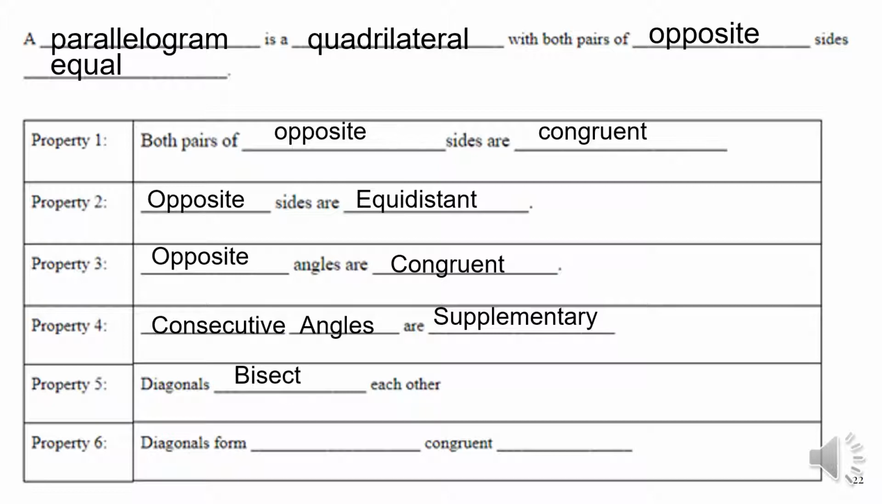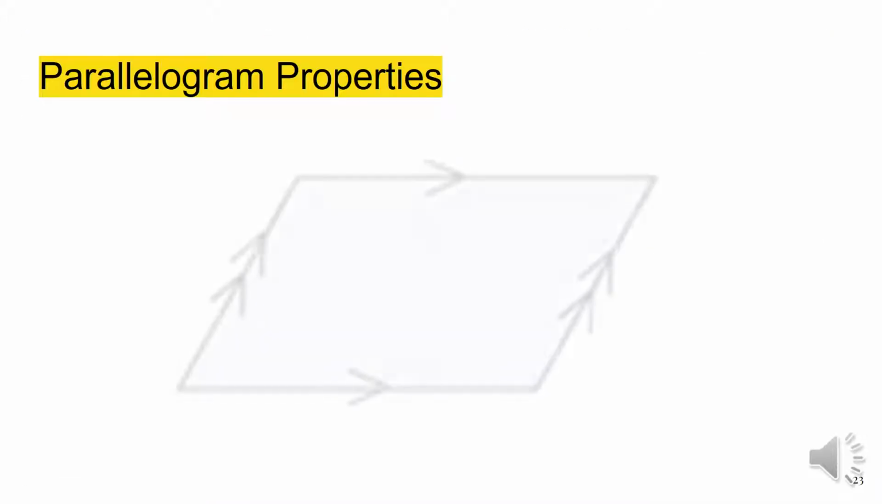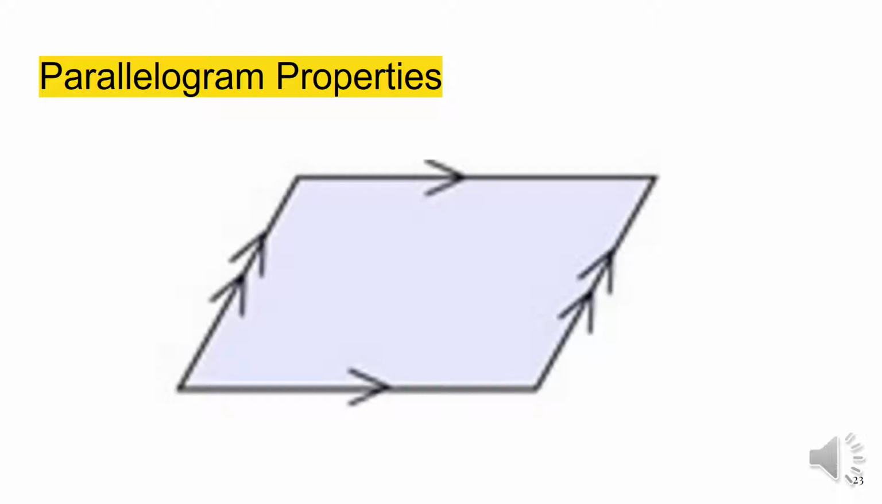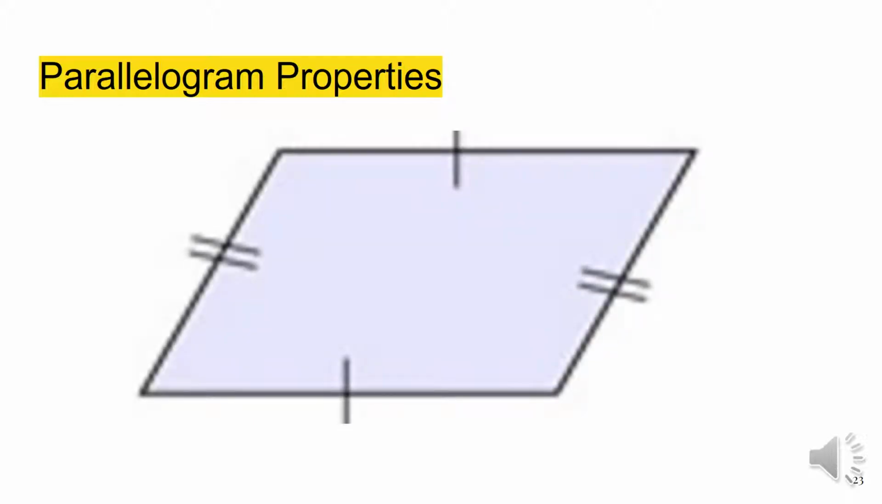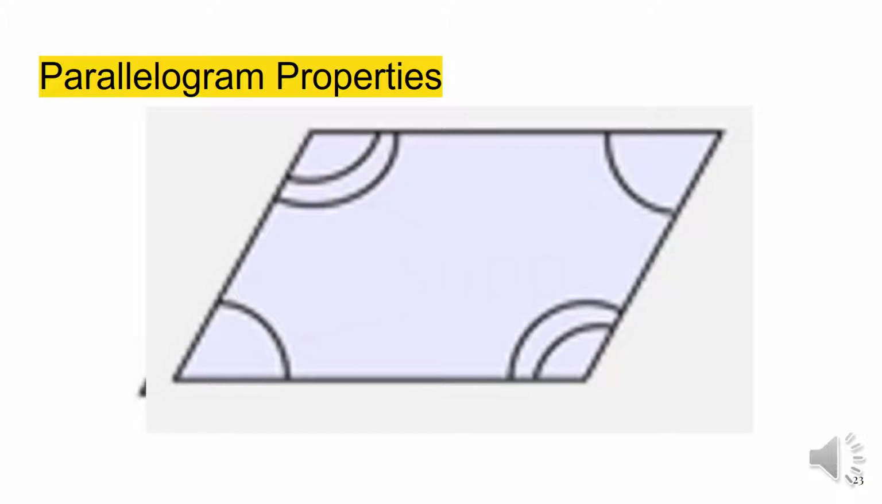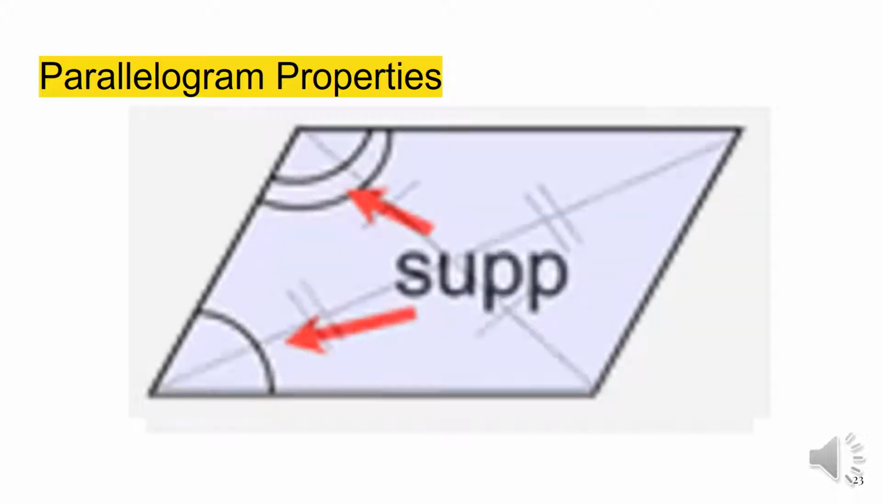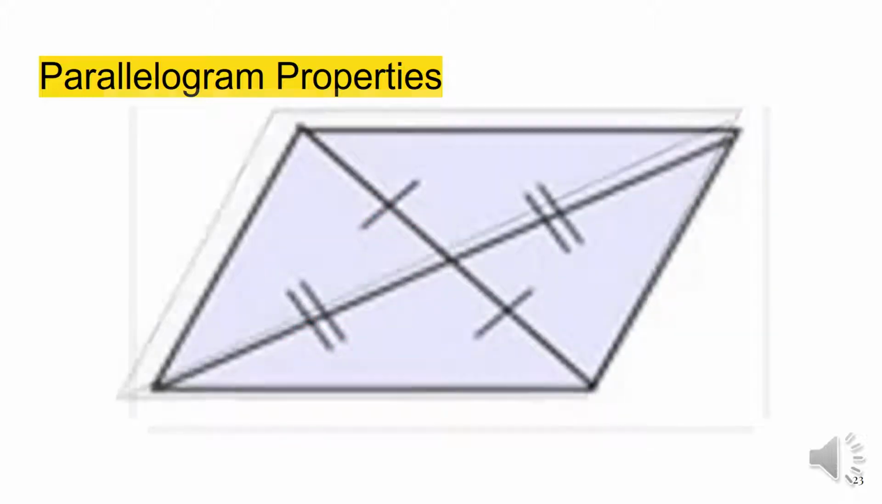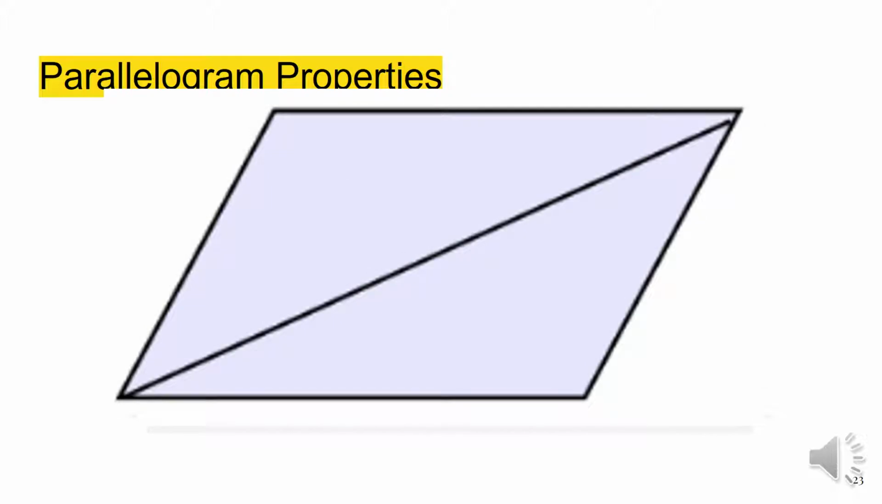Property 5 says diagonals bisect each other. Bisect means they cut into equal parts. And lastly, the diagonals form two congruent triangles. So this is an example of property 1, property 2, property 3, property 4, property 5, and lastly, property 6.